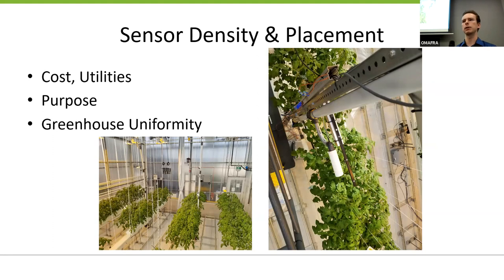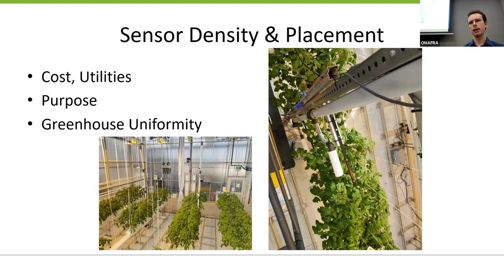Another thing to consider, especially when you're putting new sensors in, is how they are getting powered. Are they battery powered, so you can put them anywhere? Do they need wireless access? Do they need an Ethernet run? Do they need a 120 volt outlet? It can really affect your install costs, and why you're trying to measure them for, and then greenhouse uniformity too.